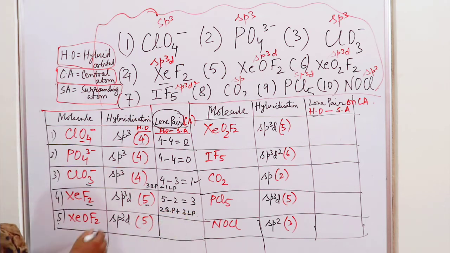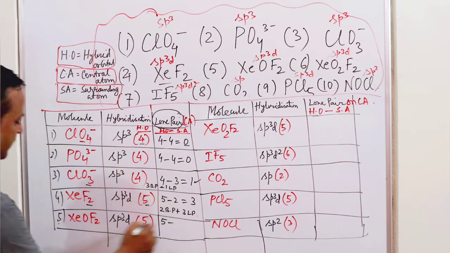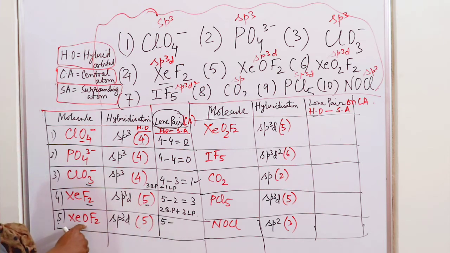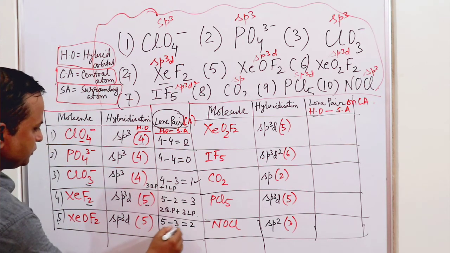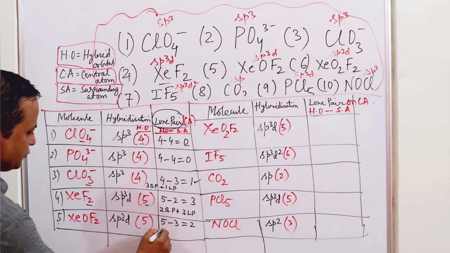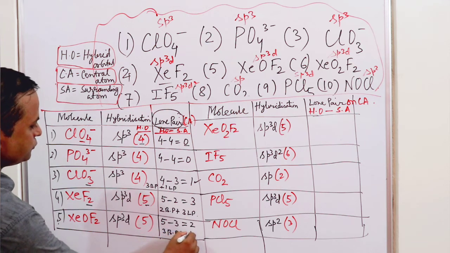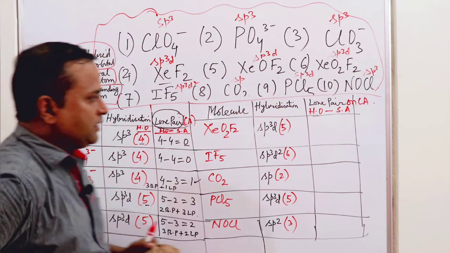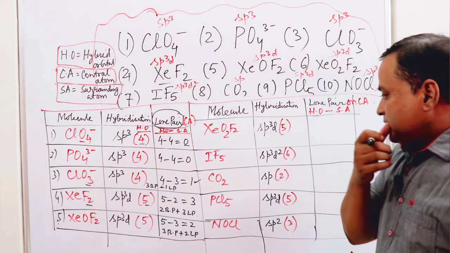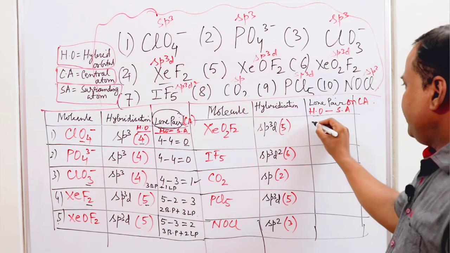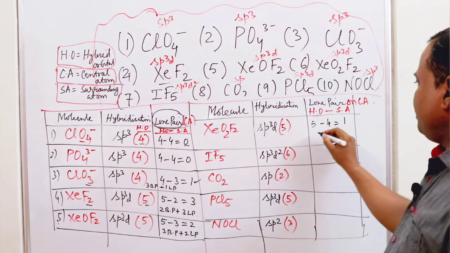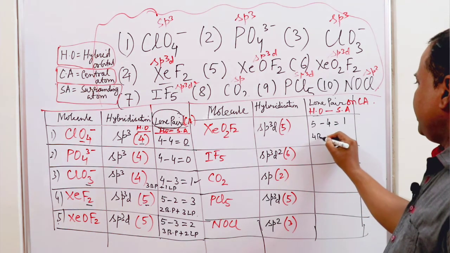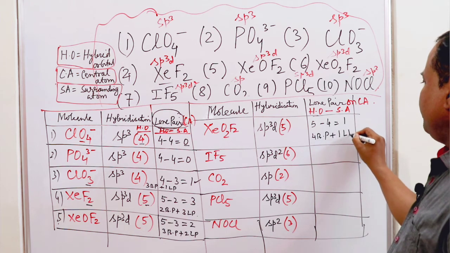So in this way we can calculate. Next come to the next molecule, 5, 2 plus 1, 3. So 5 minus 3, that is 2. So there are 2 lone pairs. So out of 5, 3 bond pairs plus 2 lone pairs. So in this way we can calculate the lone pair present on the central atom. Now next come to here, 5, how many surrounding atoms? 2 2 4. So that is 1 lone pair. So out of 5, 4 bond pairs plus 1 lone pair.